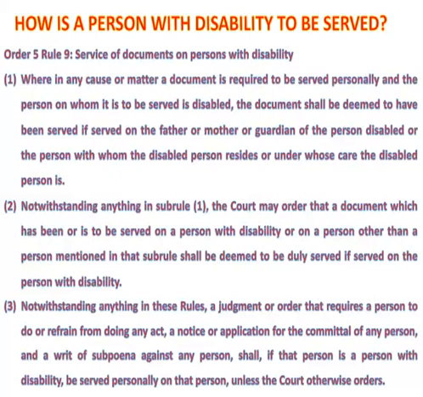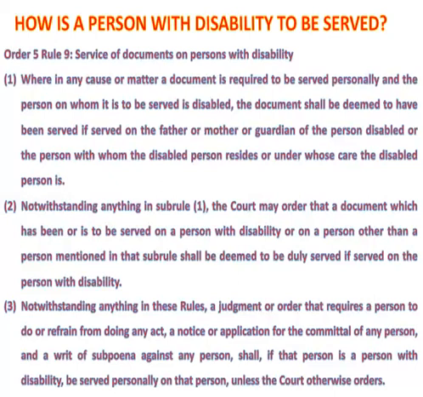Order 5, Rule 9, Sub 1 and 2 would be helpful to tell you that when in any cause or matter a document is required to be served personally and the person on whom it is to be served is disabled, that document shall be deemed to have been served if served on the father or mother or guardian of the person disabled, or the person with whom the disabled person resides. That is how you can serve the document. But notwithstanding this, the court may still order that a document which has been or is to be served on the person with disability shall be duly served if served on the person with disability. The court can give that particular order.